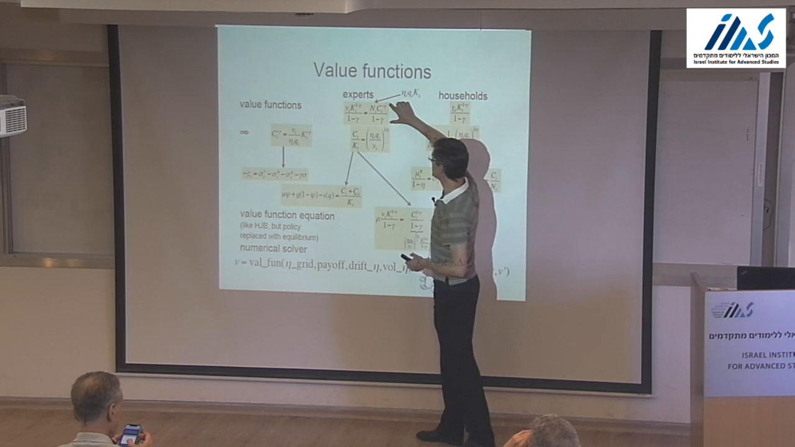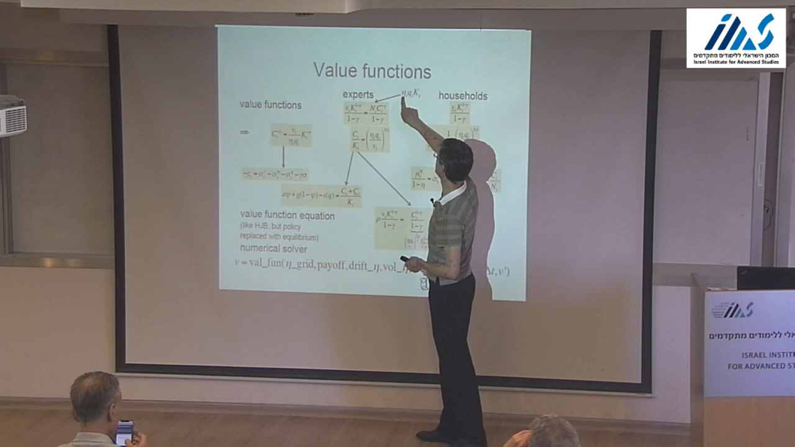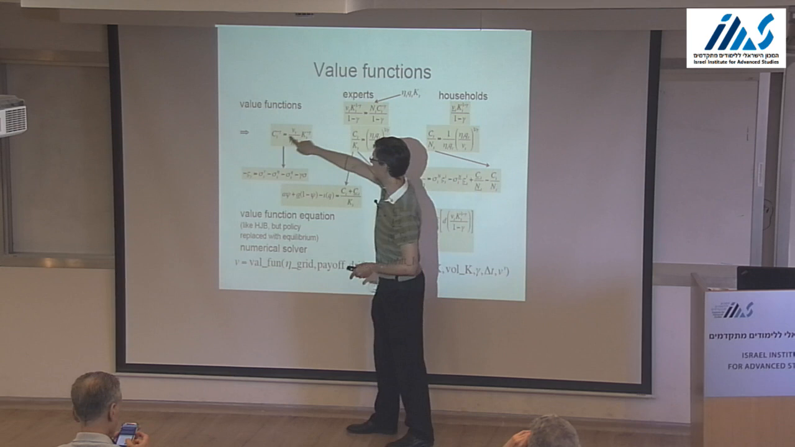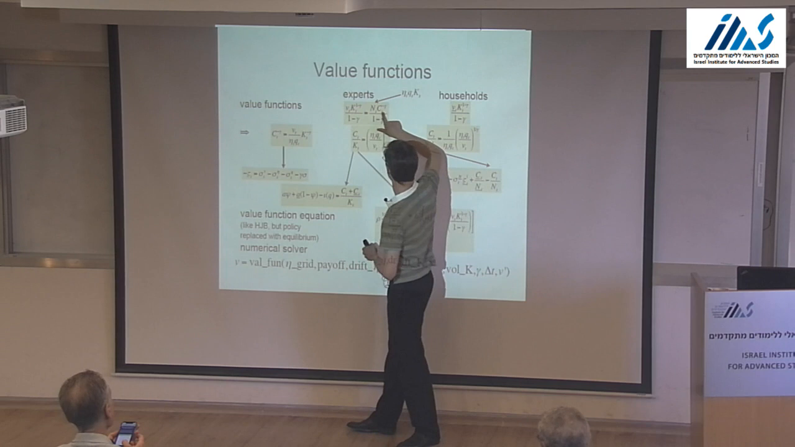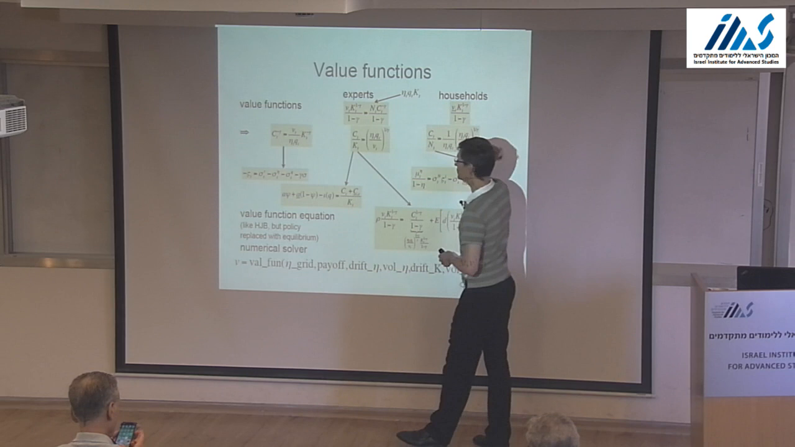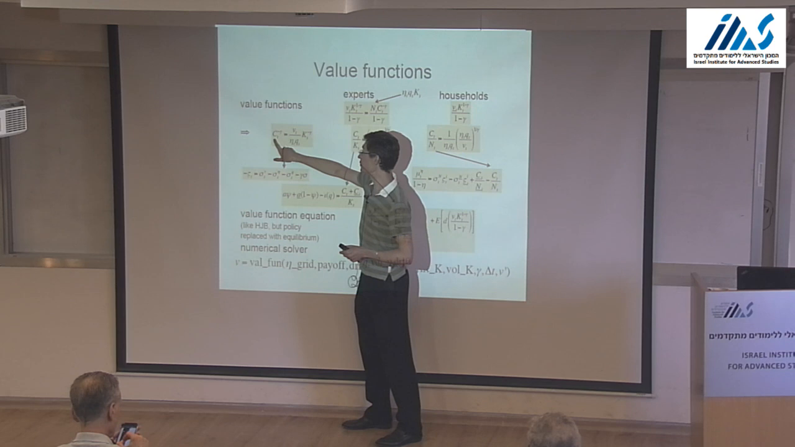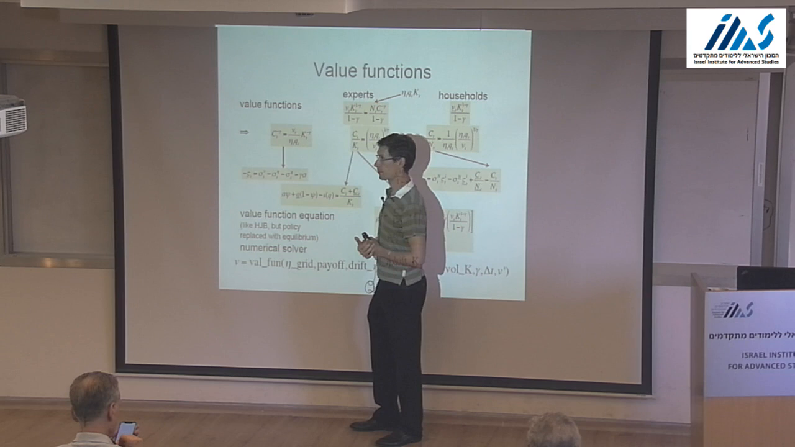So if I take this expression, the total wealth of experts is the wealth share times the total wealth. If I plug it in, basically this is just multiplying both sides and dividing both sides by the same factor. You express C to the minus gamma in terms of K to the minus gamma and other variables which are here. And this is the marginal utility of consumption, and it will be useful because this is going to lead to the price of risk.